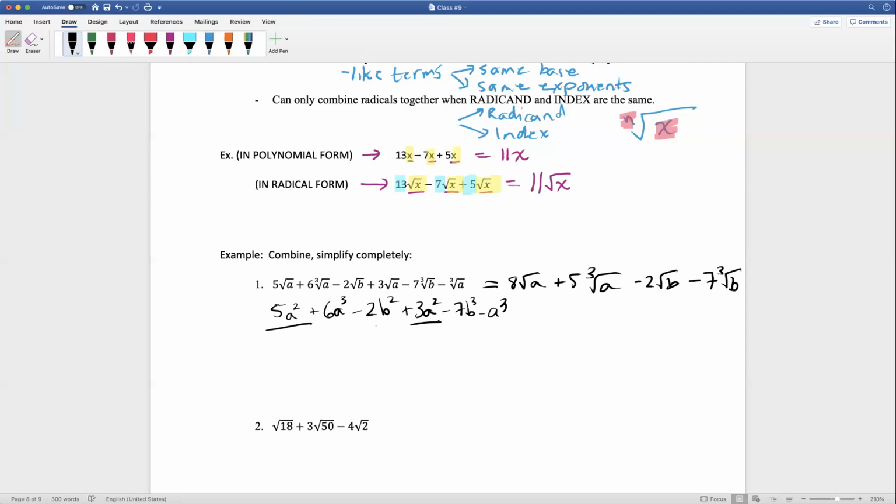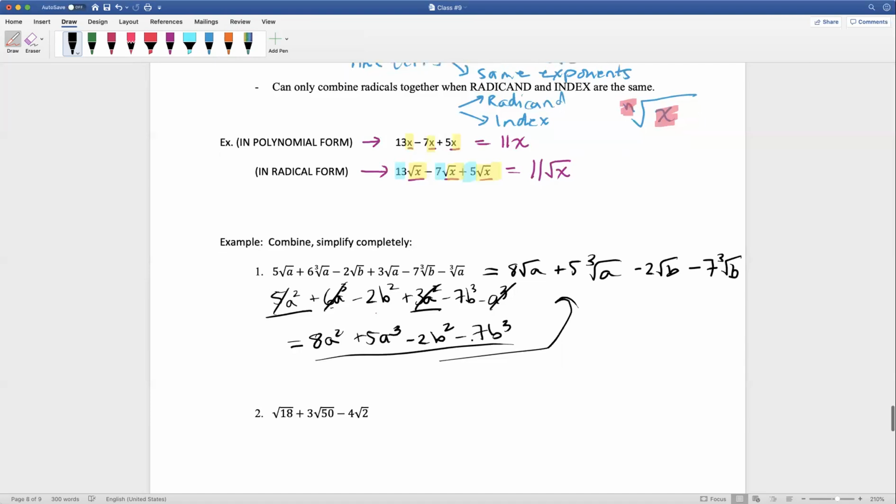5a squared plus 3a squared gives us 8a squared. 6a cubed minus 1a cubed gives us 5a cubed. And then negative 2b squared, we can't combine anything with that. Negative 7b cubed, we can't combine anything with that, right? I hope you guys can see that, look, same structure. Here we're dealing with square roots and here we're dealing with squared, right? So here we have rational exponents and here we have whole number exponents, but you get the general idea.